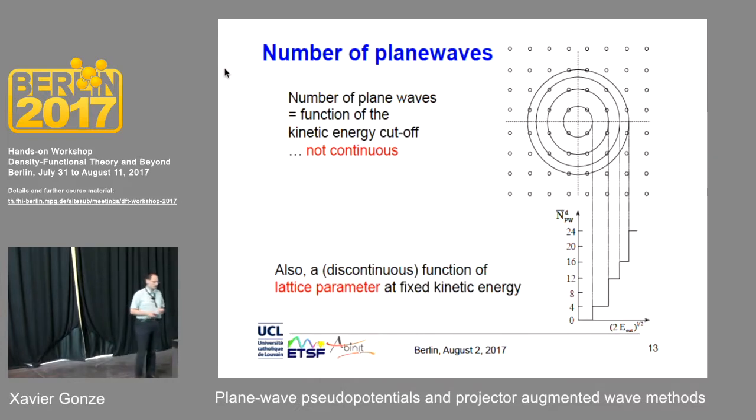Typically for small cell system like silicon with 2 atoms per unit cell, we will deal with 300 plane waves when we will use pseudopotential, to give you an idea.